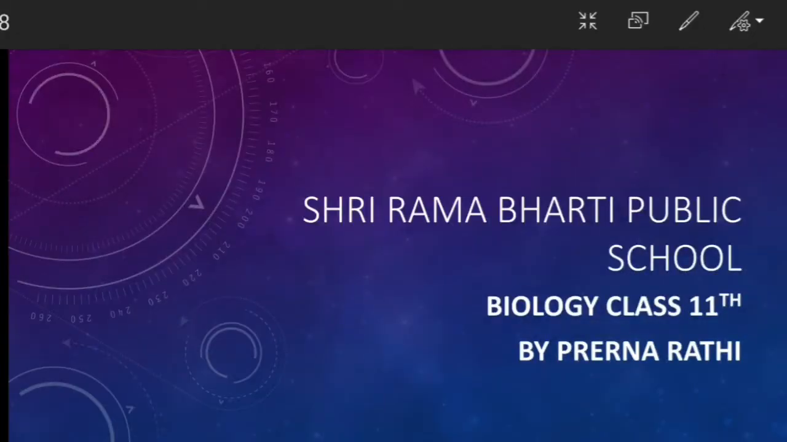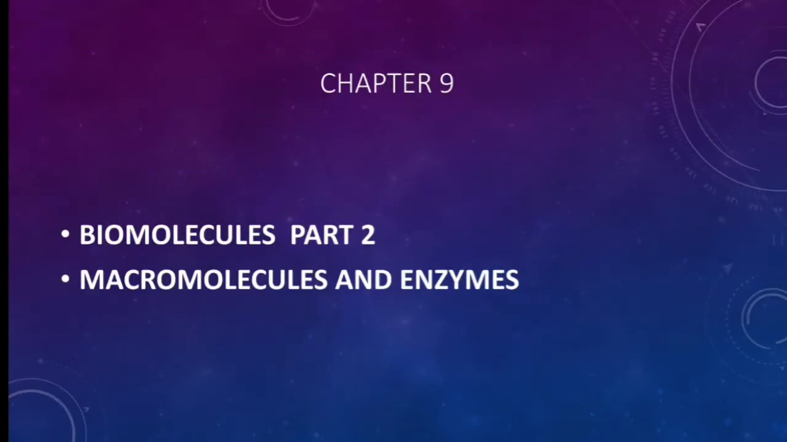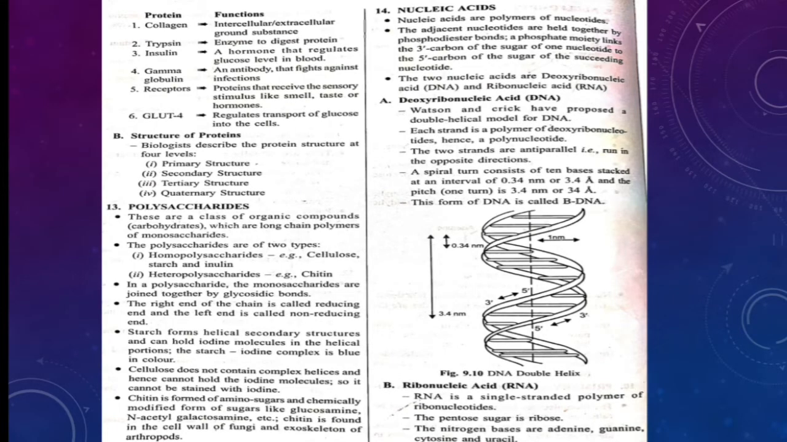So now let us continue the chapter Biomolecules and discuss macromolecules and enzymes. What are macromolecules? We had already discussed that macromolecules are structures made up of micromolecules combining together, the monomeric unit. Remember, in the last class we had discussed how various structures of proteins were formed. Let us now discuss polysaccharides.